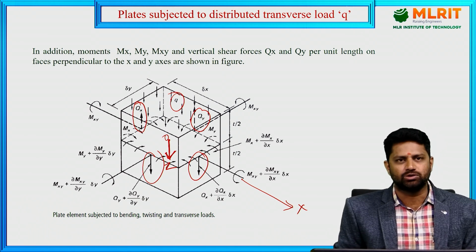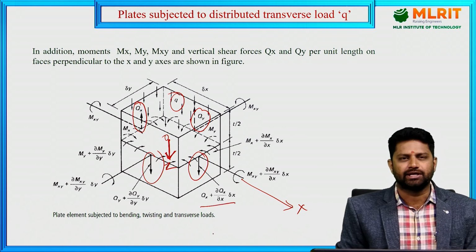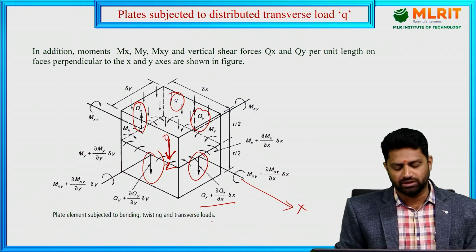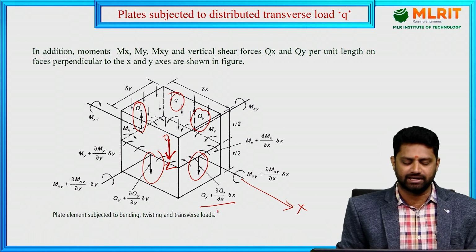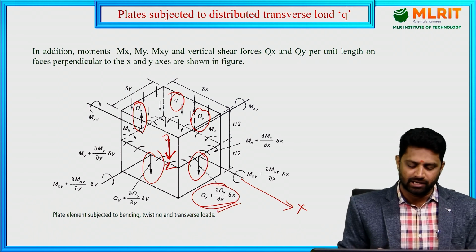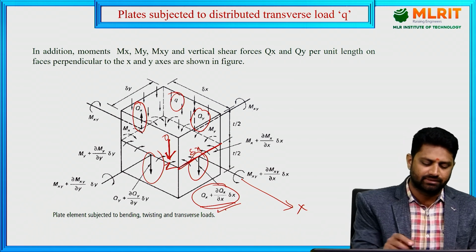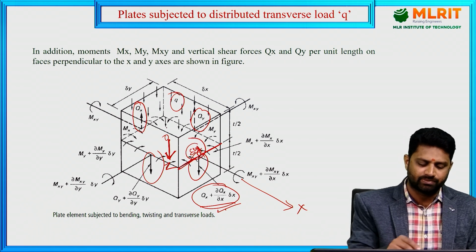Now let's try to write these as an equilibrium equation. How are we going to write? If we assume the Qx increment as positive, let's write this one: Qx plus dou Qx by dou x into delta x. But this is the shear force; we have assumed shear force per unit length. Now this shear force is acting on which edge? This edge. And this edge length is how much? Delta x, which is parallel here. Sorry, delta y, which is parallel here.